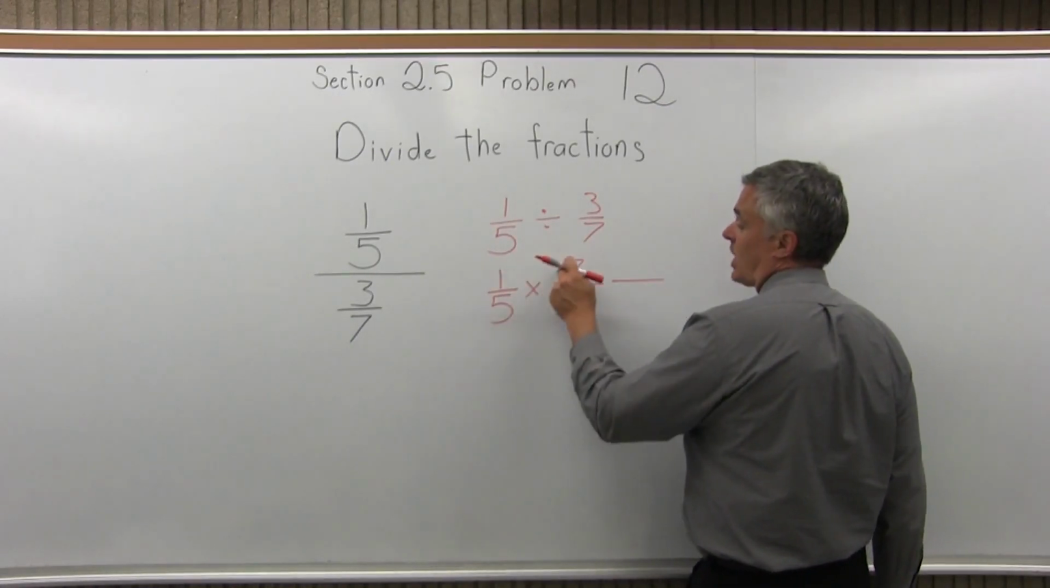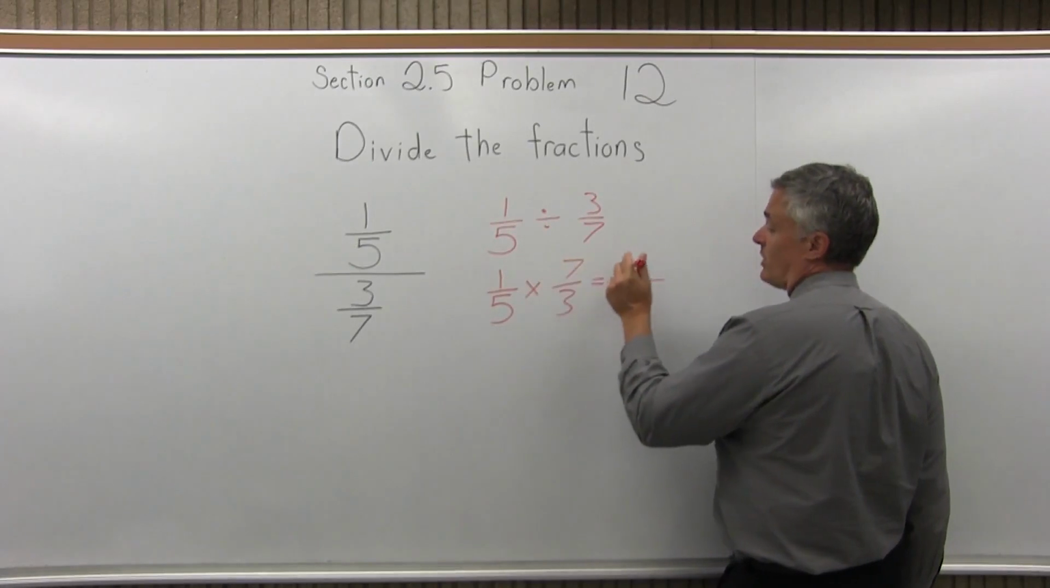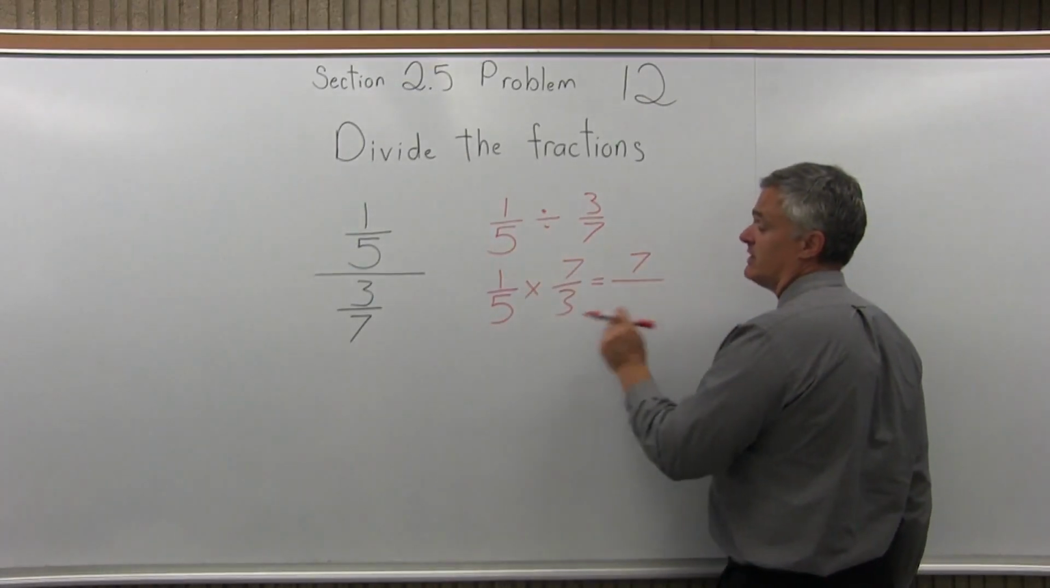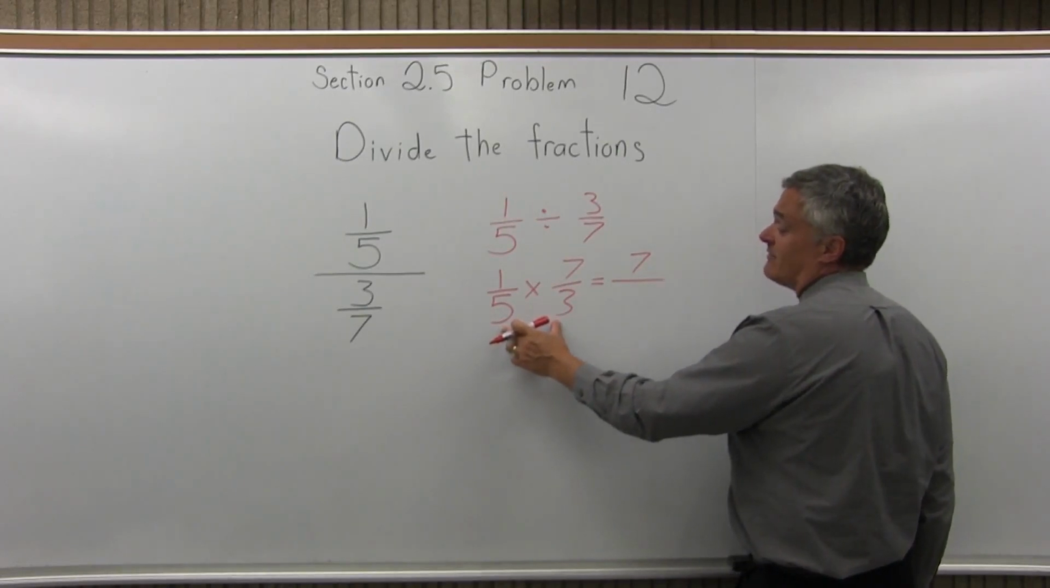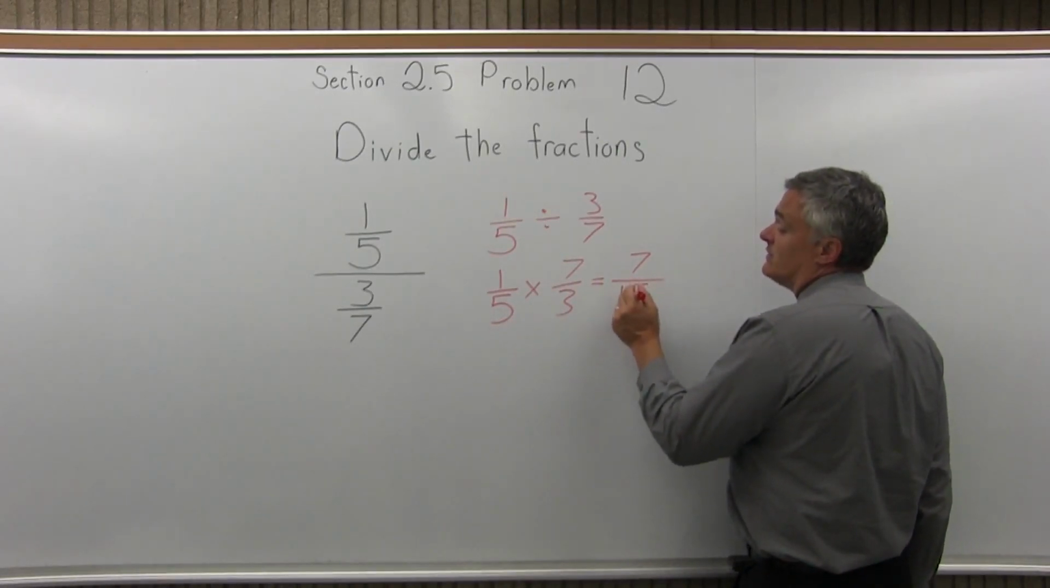You multiply top times top, or numerator times numerator. You'd have 1 times 7 in this case, which is 7. And then in the bottom, denominator times denominator, you'd have 5 times 3, which is 15.